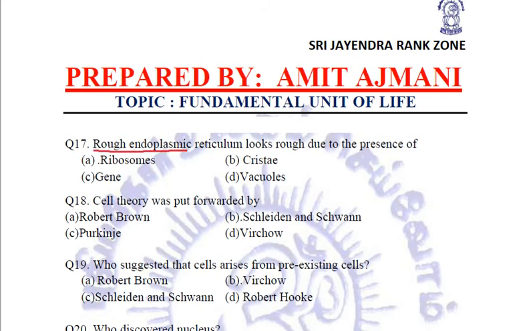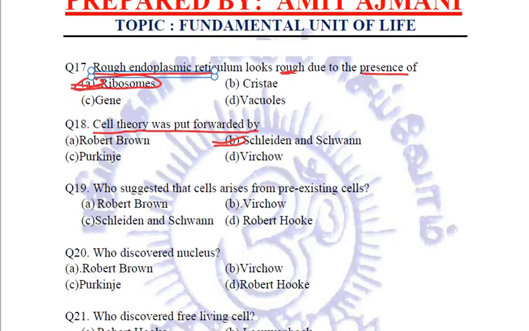Next. Rough endoplasmic reticulum looks rough due to the presence of, very simple, it is the ribosomes which are present on the surface of RER, because of which they have that rough appearance. Clear? Next question is, cell theory was put forward by, already discussed, it was Schleiden and Schwann, German biologists, who put forth the cell theory.